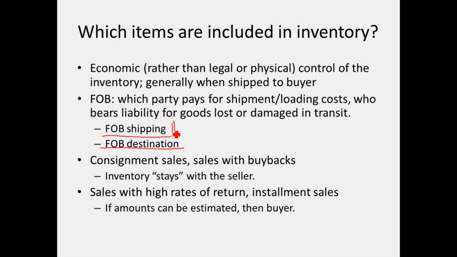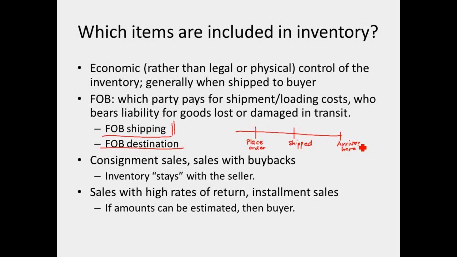So what does it mean if I buy something with the terms FOB shipping? I'm not really worried about who's paying the cost so much. I'm worried about who owns the inventory at which point in time. So when does the seller stop owning the inventory? Let's make a little timeline. I place the order here, it is shipped here, and it arrives here.